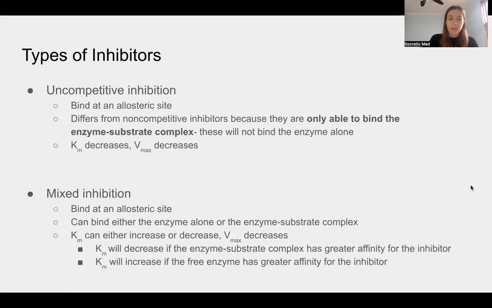Uncompetitive inhibitors also bind at an allosteric site, but they differ from non-competitive inhibitors in that they are only able to bind the enzyme substrate complex. So the substrate already has to be bound in the active site for the uncompetitive inhibitor to bind at the allosteric site. You can imagine that there's probably some sort of conformational change in that allosteric site that allows these inhibitors to bind. But just know that that is the key difference.